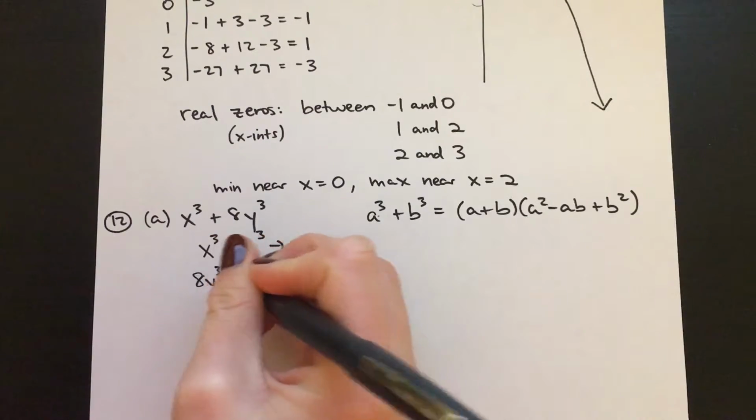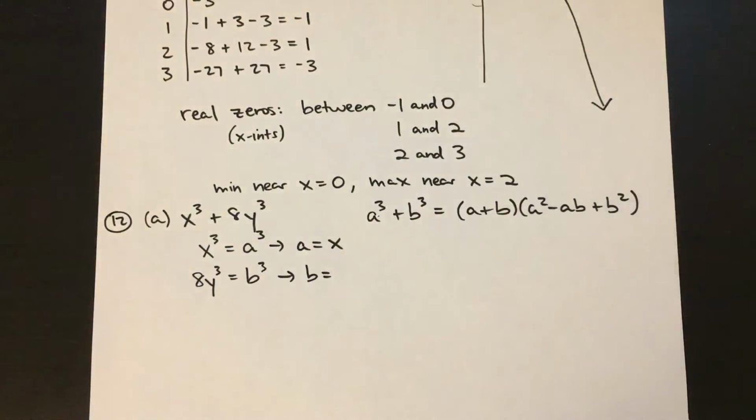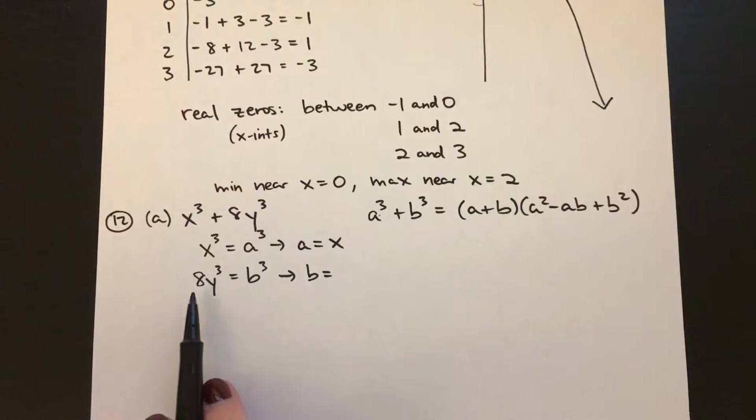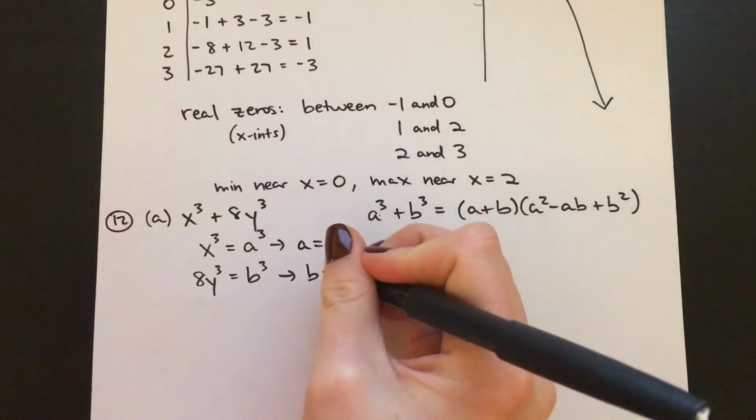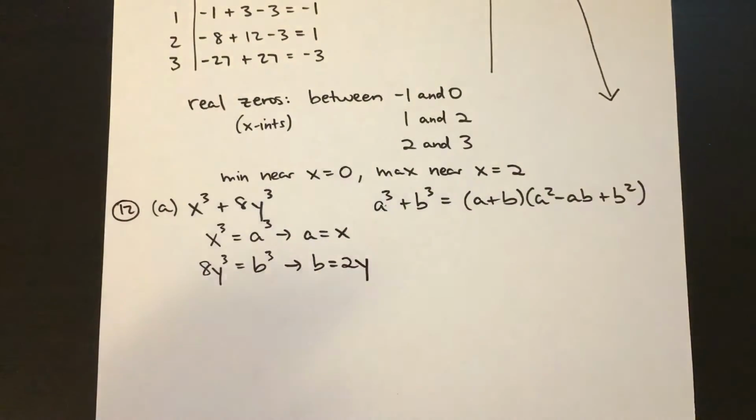And then 8y cubed is the B cubed. So if we're trying to figure out what B is, remember that means what did I cube? What did I multiply by itself 3 times in order to get this? To cube 8, I start with 2. And to get y cubed, I start with y. So if you can figure out what A is and what B is, then the hard part's over and you just plug it into the formula.